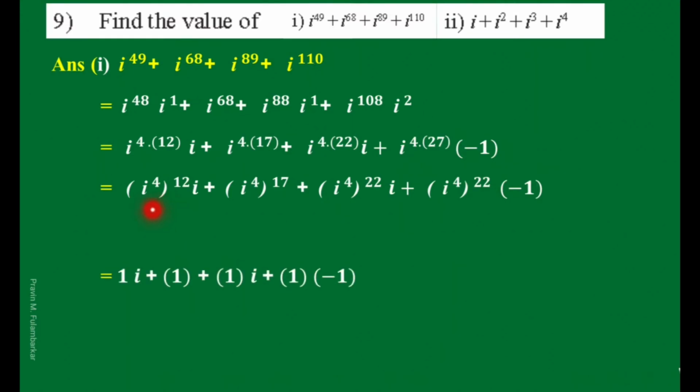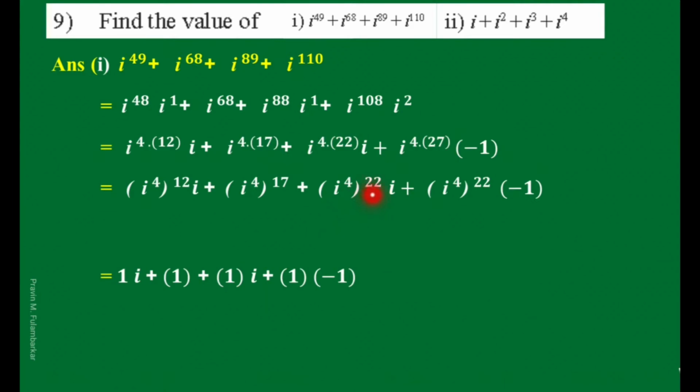So we write here i raised to the power 4 as 1. So 1 raised to the power 4 is 1. 1 raised to the power 12 we get 1. i as it is. Here also i raised to the power 4 we replace by 1. 1 raised to the power 17 we write 1. Again here we replace i raised to the power 4 by 1.